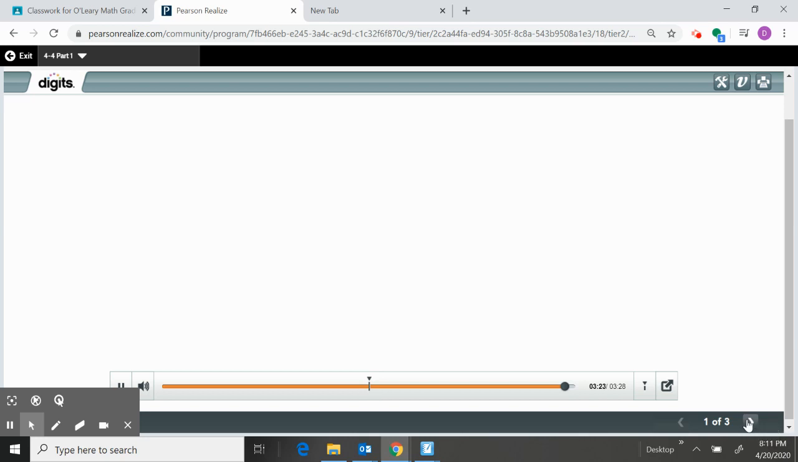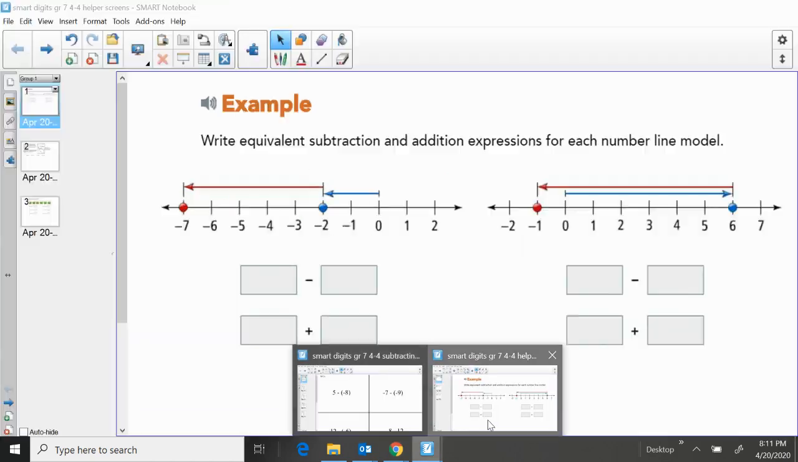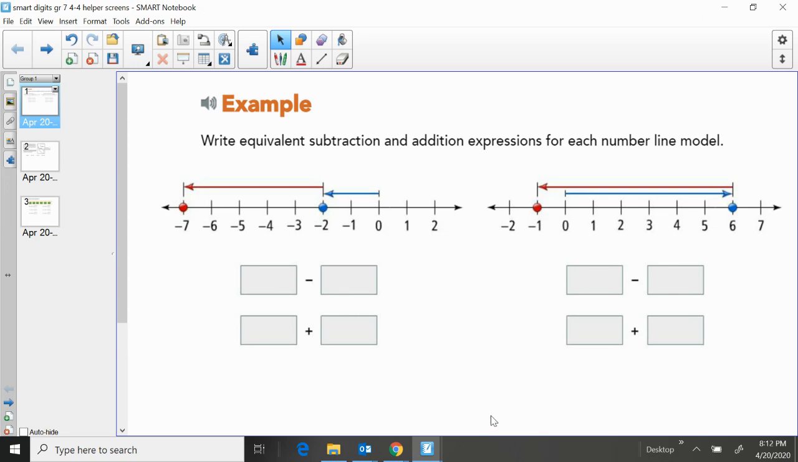Okay, so I'm going to skip to the next screen here. On this screen, they want you to take these two models and write equivalent subtraction and addition expressions for each number line model. So here's one number line model, here's two. And they don't really show you how to do it. I mean, they do if you click solution, but I'm going to explain it to you by going to a different screen. I basically copied this screen, and I'm going to be able to write on it.